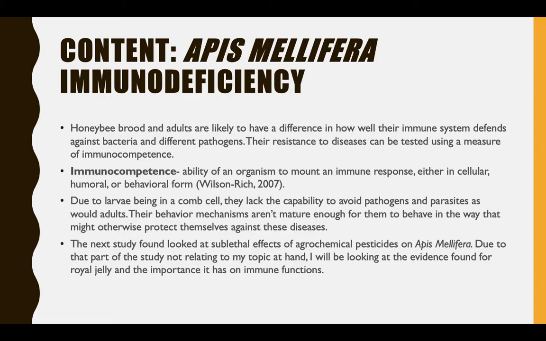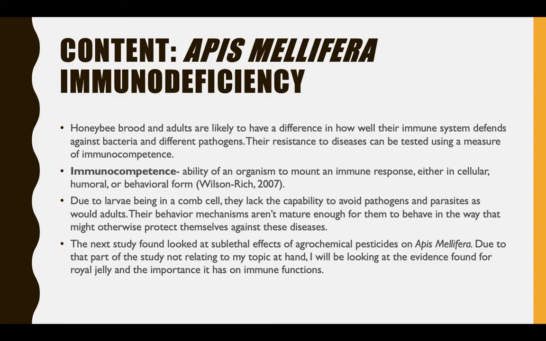Apis mellifera immunodeficiency. Honeybee brood and adults are likely to have a difference in how well their immune system defends against bacteria and different pathogens. Their resistance to diseases can be tested using a measure of immunocompetence. Immunocompetence is the ability of an organism to mount an immune response, either in cellular, humoral, or behavioral form.